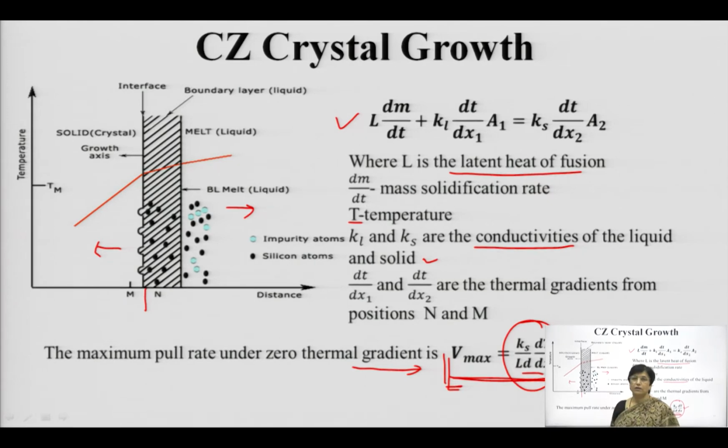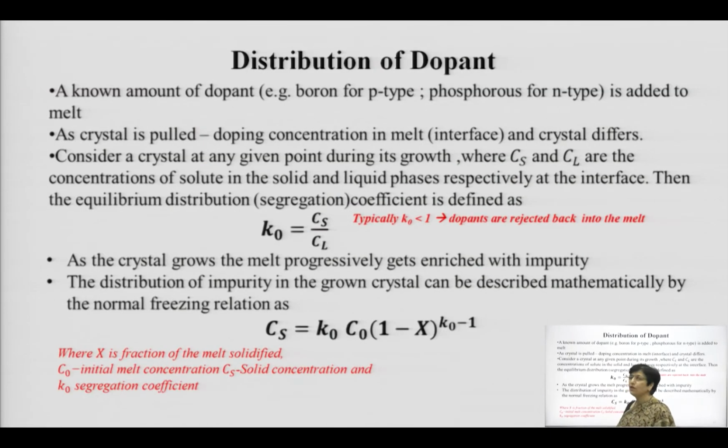Another mathematical analogy you need to study to control the growth rate is given by the equilibrium distribution or segregation coefficient. This segregation coefficient is defined based on two factors, Cs and Cl. Now, what are these Cl and Cs?